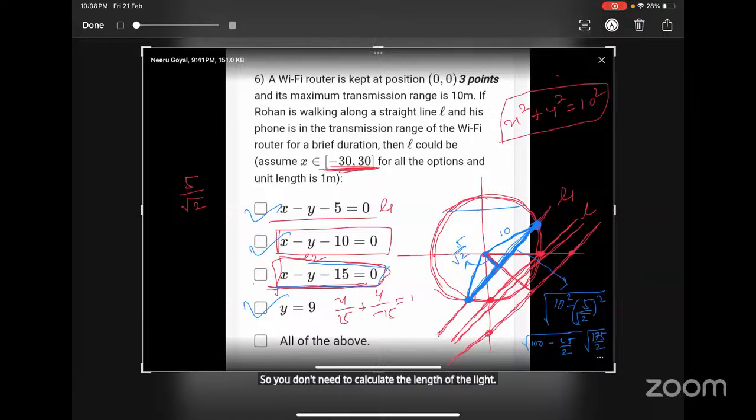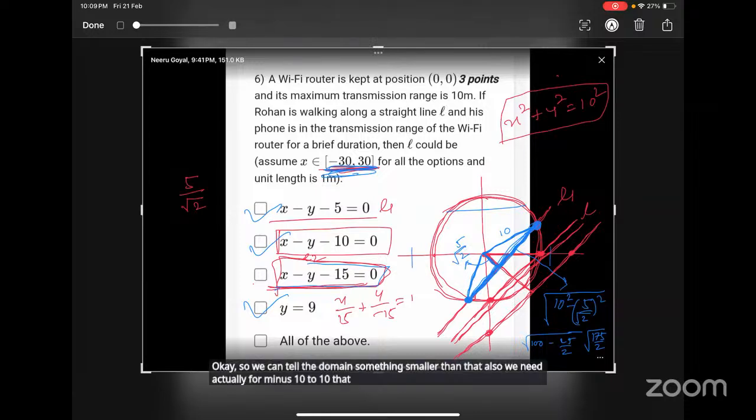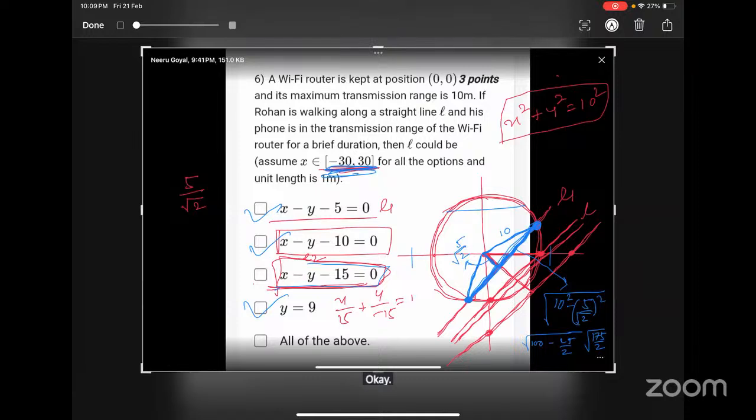But ma'am, I also got confused because the coordinates are given. Why is minus 30 and 30 given, madam? Assume x is an element of... Okay, this is just the domain. Just the domain is given here. So we can take a domain smaller than that also. We actually need from minus 10 to 10, not more than that. This is just the domain, nothing more than that. Don't be confused with it.